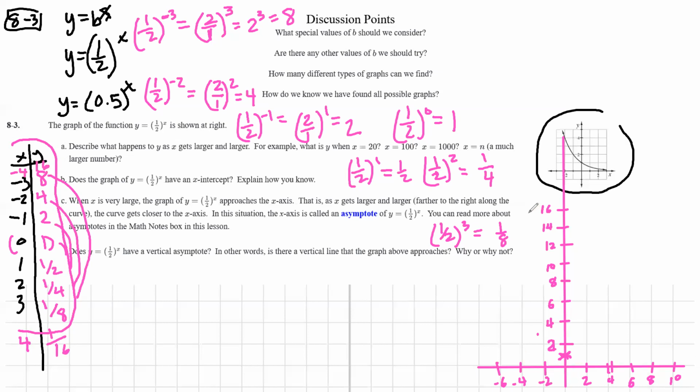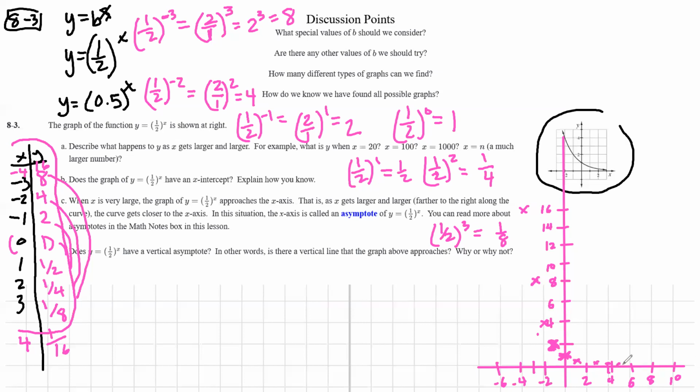So -4, 16. I'm gonna graph that first. Then -3, 8 is right here. Then -2, 4 is right here. -1, 2 is like right there where I put the 2. And then 0, 1, of course. And then 1, 1/2. 1/2 is right here because my 1 is right here. So 1/2, and then half of that, and then half of that, and then half of that.